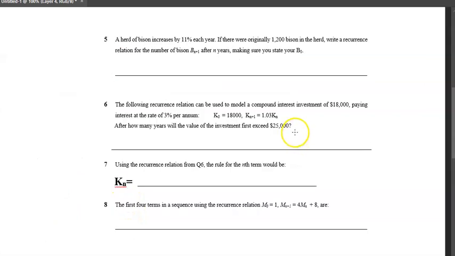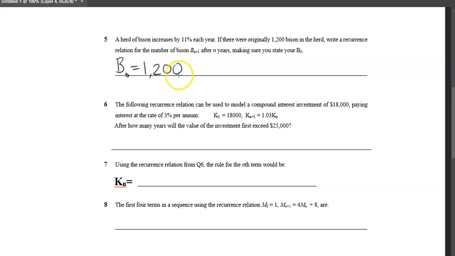Question 5 says, a herd of bison increases by 11% each year. If there are originally 1,200 bison in the herd, write a recurrence relation for the number of bison b of n plus 1 after n years, making sure you state b of 0. So we're writing a recurrence relation. The initial amount of bison, b of 0, is 1,200.